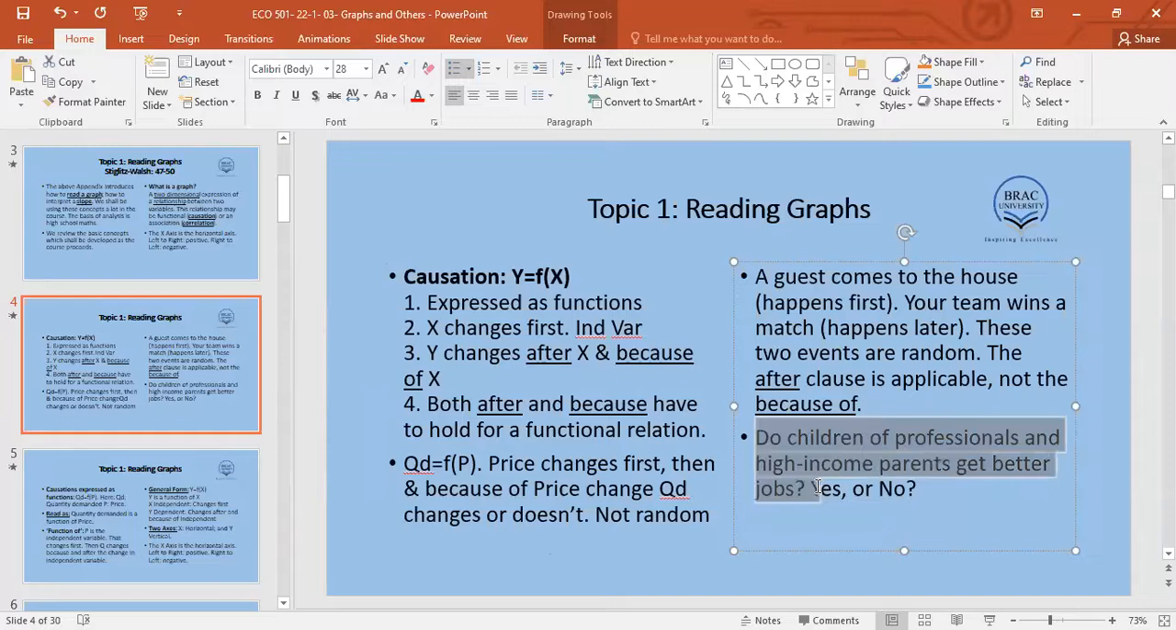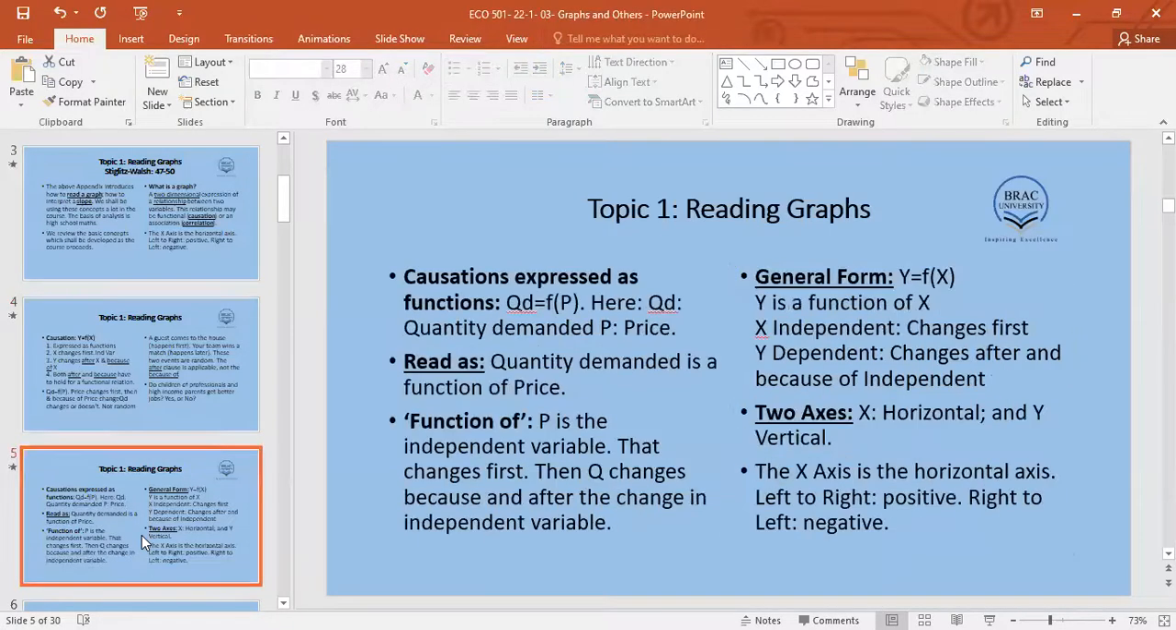Now the question again: do children of professionals and high income parents get better jobs? We can definitely find a pattern, but in order to prove it as a functional relationship, which many empirical studies have done, they have to work very hard and do a lot of analysis. Otherwise, just because your parents are rich does not necessarily imply you will be rich. Just because your parents are poor also does not necessarily imply that you will be poor. So causations are expressed as functions.